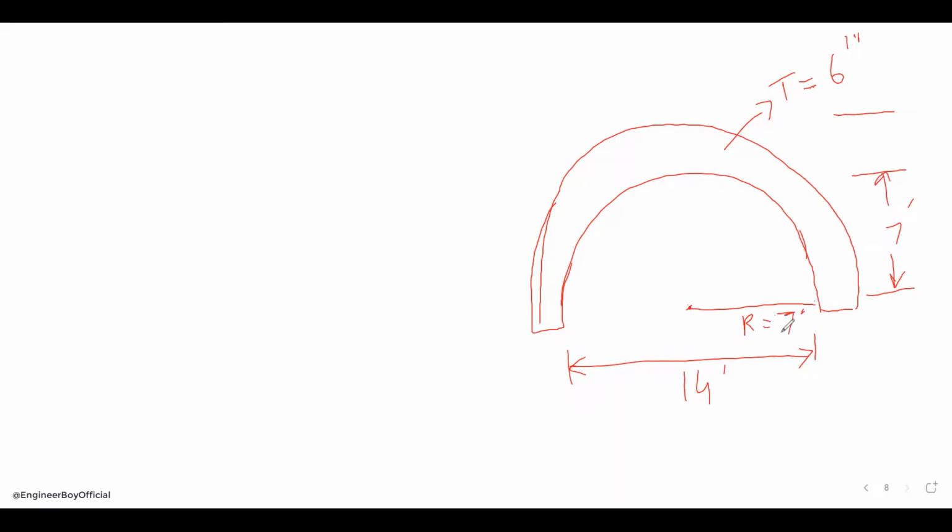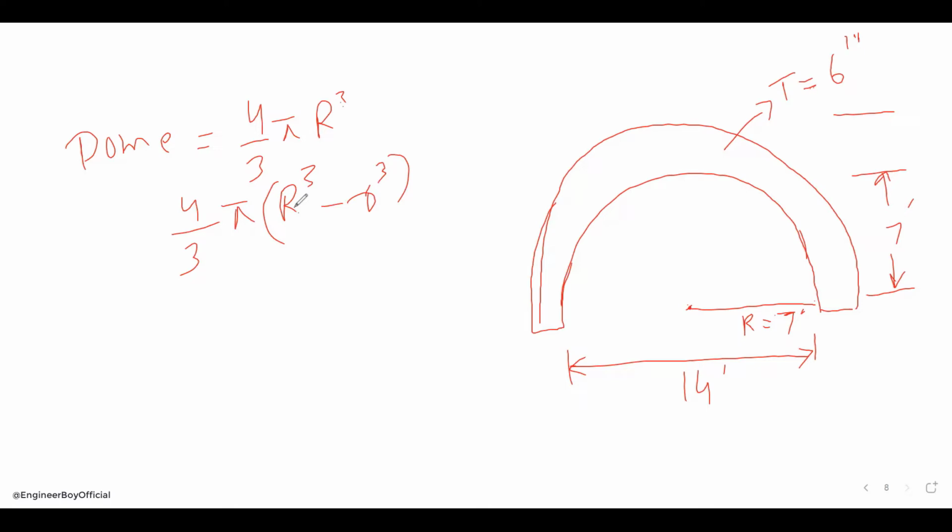Now, if you remember, just a few seconds ago, we said a solid dome volume can be 4 by 3 pi r cubed. But this time it is, as you can see, hollow. It means we can use 4 by 3 pi, and we will subtract the internal radius: capital R cubed minus small r cubed. Okay, to make things a little bit easy.